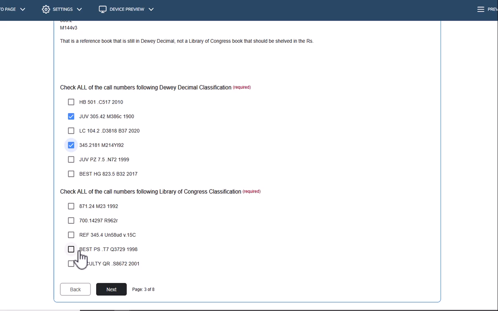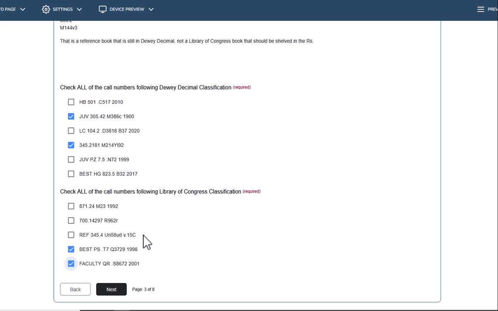We have to go down to this line where we see BEST. Again, remember this is just bestsellers, not part of Library of Congress classification. But then after BEST, we have PS, and that is a Library of Congress subject heading. And then finally we have faculty. This is another location in our library, the faculty books. But after this we have more letters, QR, so we know that this is also Library of Congress.